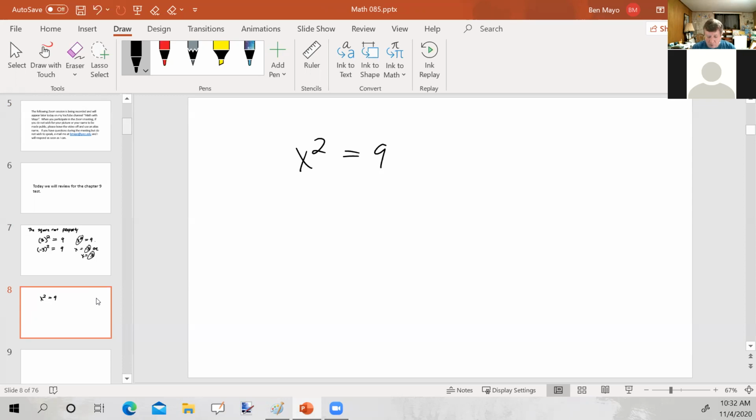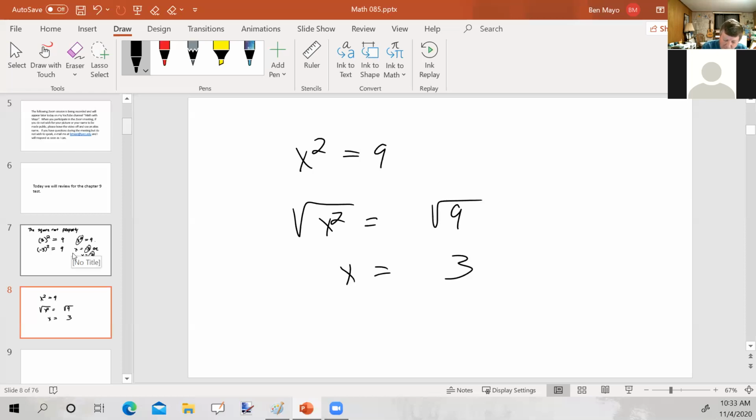And what we need to do, we need to have the problem in the form that this problem is in, where on one side of the equation there is a square, and on the other side of the equation, there is just a constant. So no variables on, we'll say, the right side. What I'm going to do now is take the square root of both sides, which gives me this.